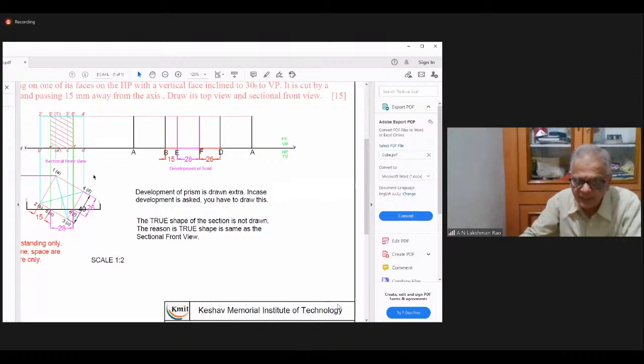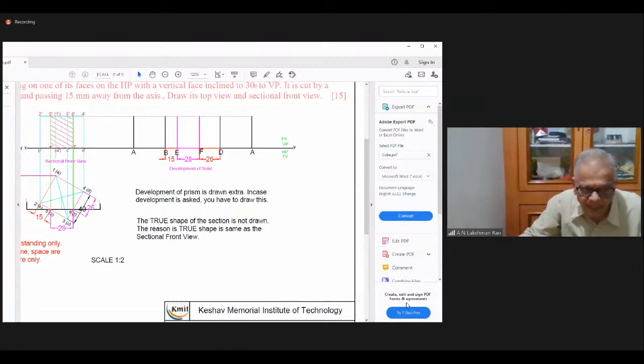The height is 40. Now, you start any point, start with A. I have started with A. AB is 40. BC I did not write, because here this portion has been cut off. A to B is 40. Now, B to E, the bottom I am seeing here, I measured it. It is 15. So from B, you mark 15.